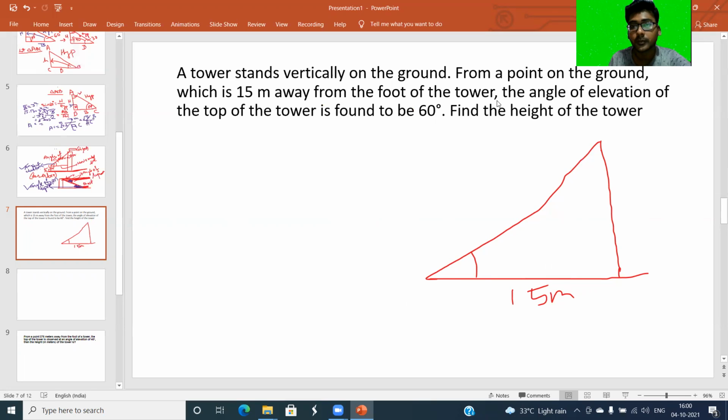But in this question, the angle of elevation, the point is above, so it is the angle of elevation. The angle of elevation is 60 degree. It is the height of the tower, and it is the hypotenuse of this triangle. It is the hypotenuse, it is the height, and it is the base of this triangle. So now find the height of the tower. How is it solved?